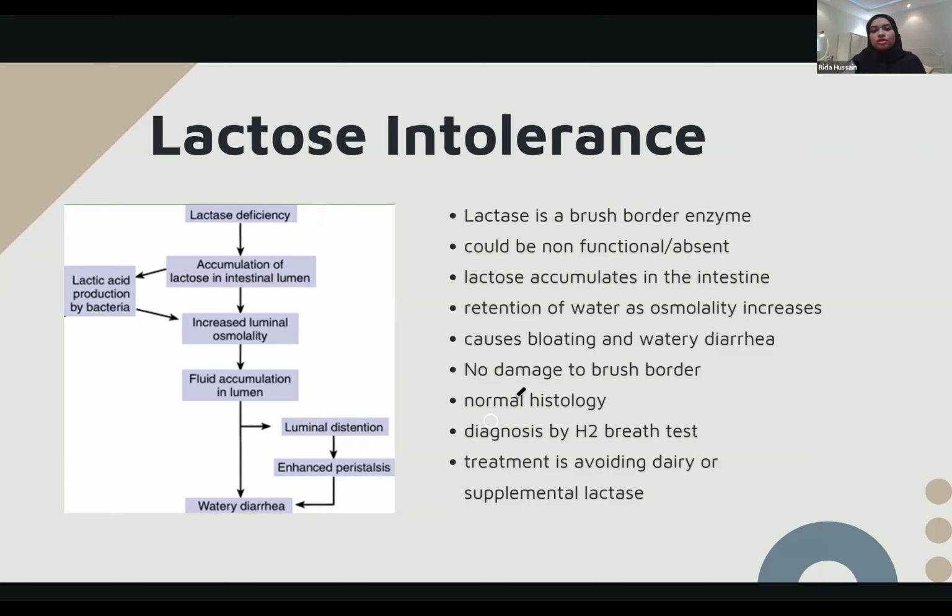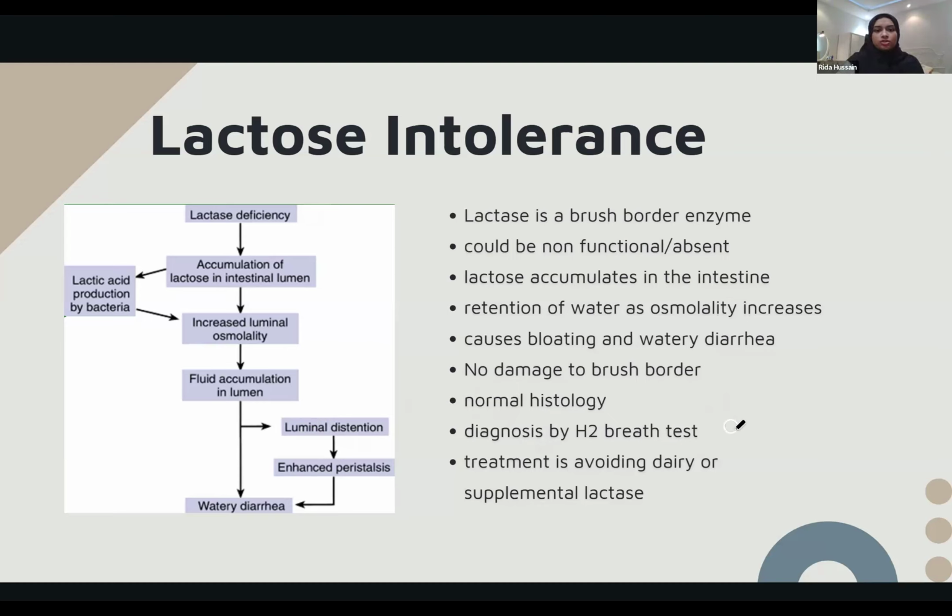However, it is important to know that there is no damage to the brush border. So if you take a histological slide, you take a biopsy of the small intestine and you go under the microscope and see it, there is no actual damage to the brush border. This is a purely enzymatic abnormality. It's nothing regarding the intestine itself.